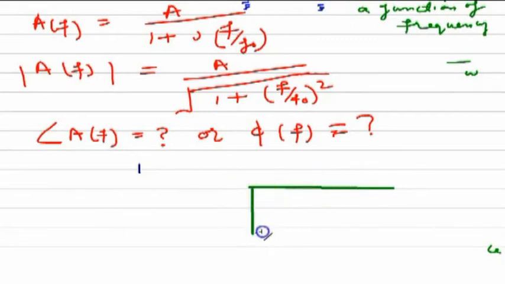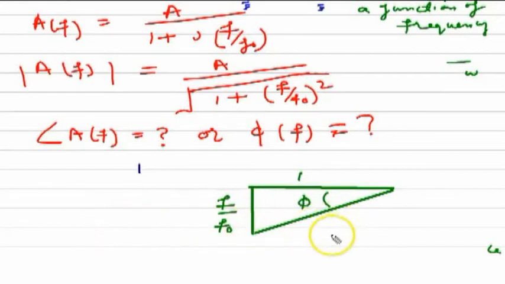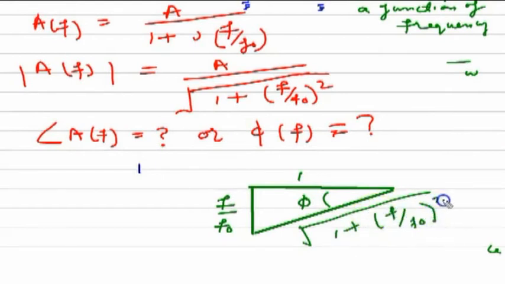So if we make a triangle of the base equal to 1 unit and perpendicular equal to F upon F naught, then the hypotenuse becomes the root of 1 plus F upon F naught whole square, and this is the phase angle phi. Now from this triangle, we find the value of tan phi. Tan phi is perpendicular divided by the base. Perpendicular is F upon F naught, and base is 1. So tan phi is equal to F upon F naught.